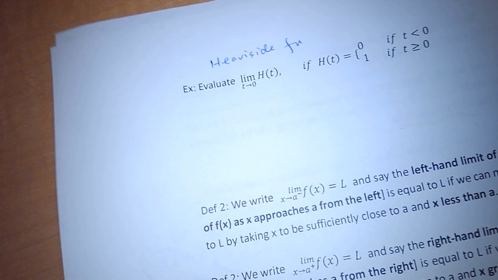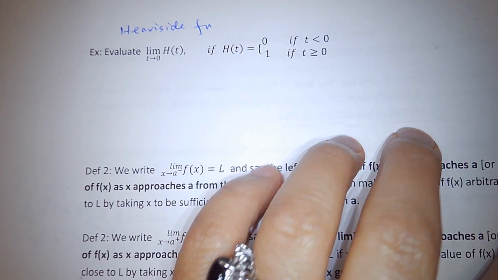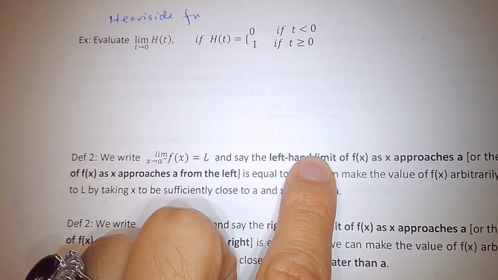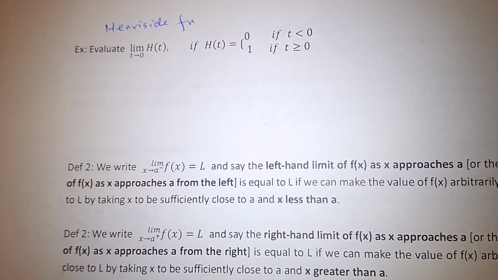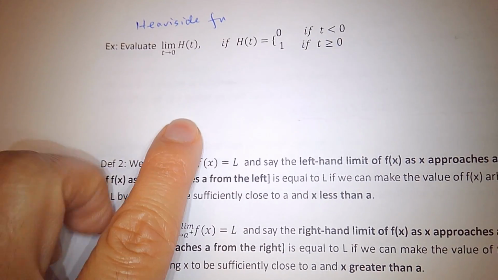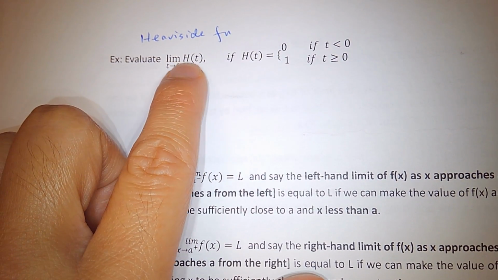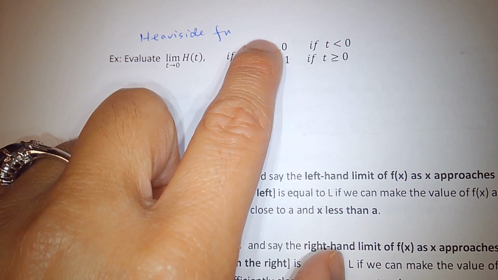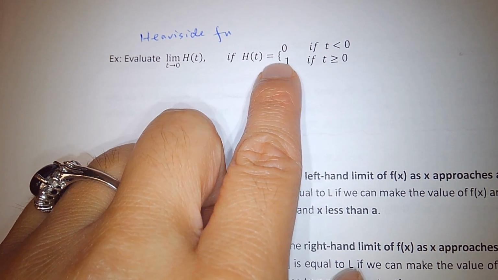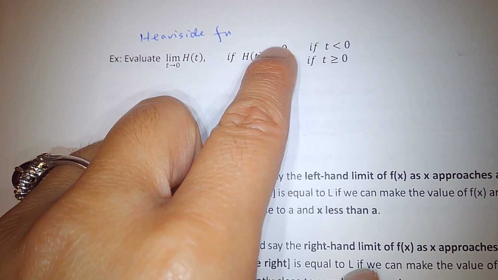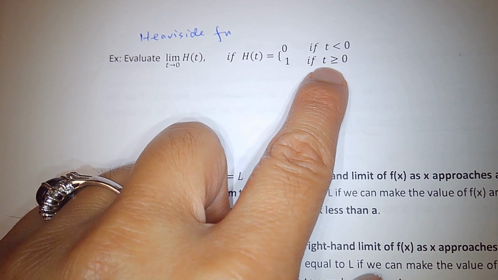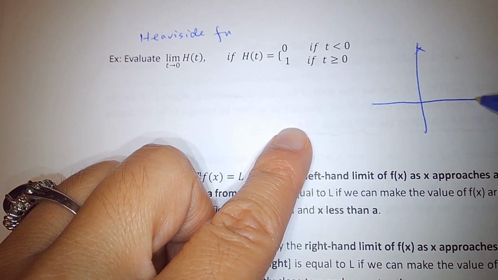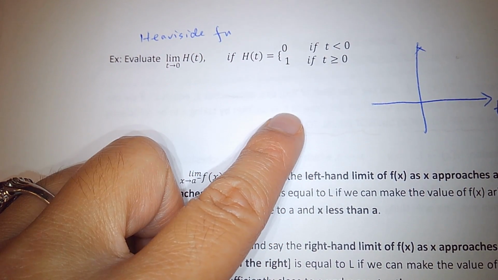Let's look at one more example. This example will introduce some more specific definitions of one-sided limits. Let's compute the limit of h of t when t approaches 0. h of t is a piecewise defined function with two pieces. One piece is when t is less than 0, h equals 0. The other piece is when t is greater than or equal to 0, h equals 1.